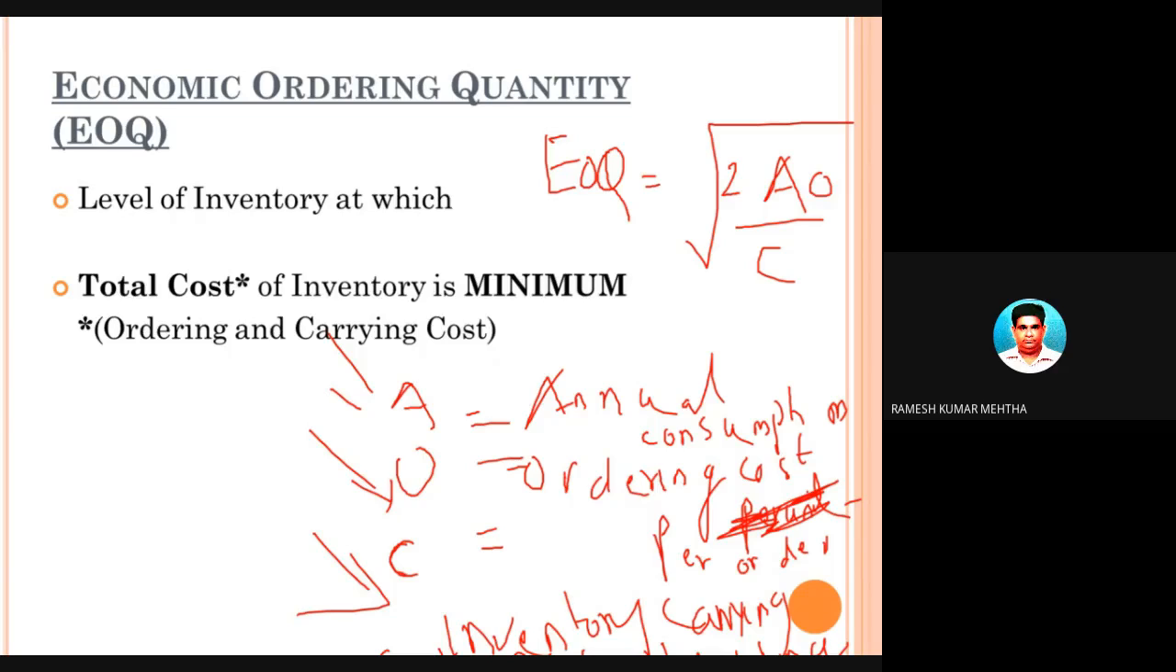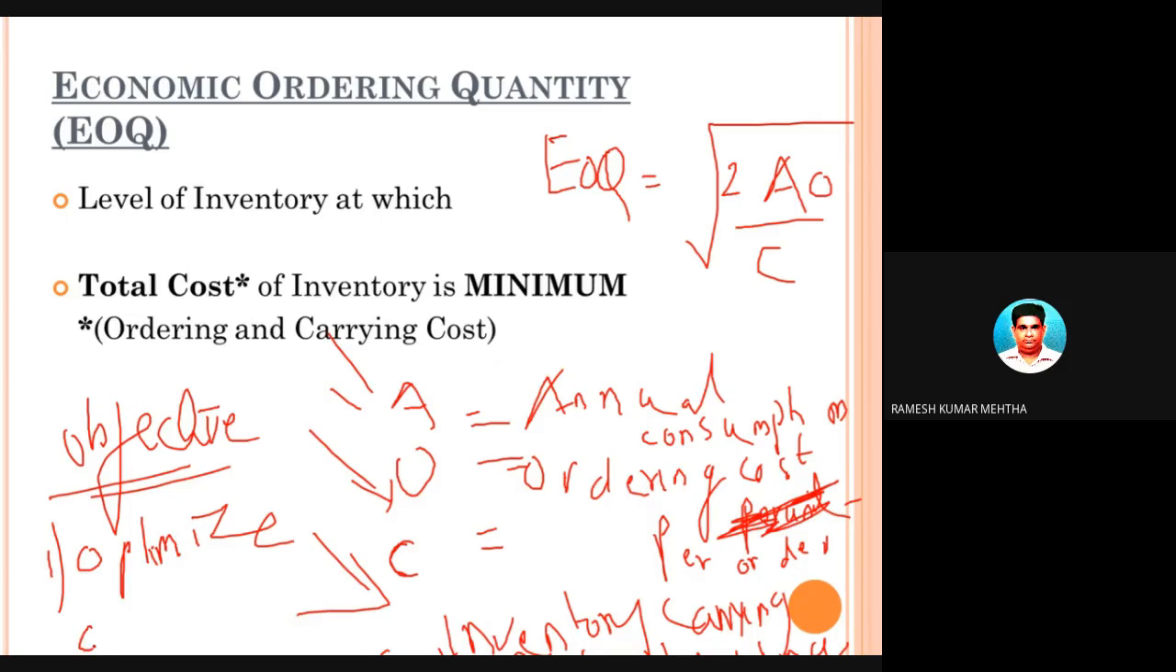इन्वेंट्री को होल्ड करने के लिए जो कॉस्ट लगता है उसको बोलते हैं इन्वेंट्री होल्डिंग कॉस्ट और इन्वेंट्री कैरिंग कॉस्ट. Now, what is the objective of the economic order quantity? It wants to optimize both ordering cost as well as inventory carrying cost. Very, very important, these two words.